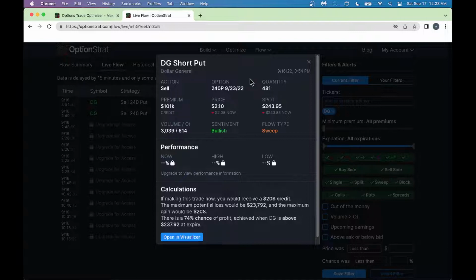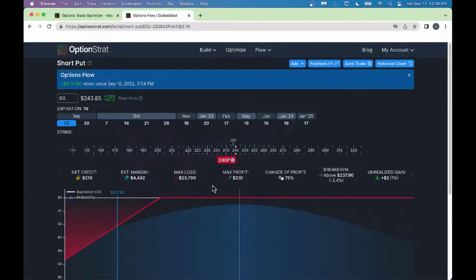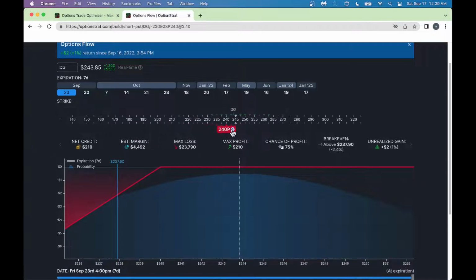And if you want to follow their trade, you could click open visualizer here, and it tells you what they've done. Look, they sold a 240 put. Right now stock price is at 243. They're slightly out of the money here, and they're making some good money.